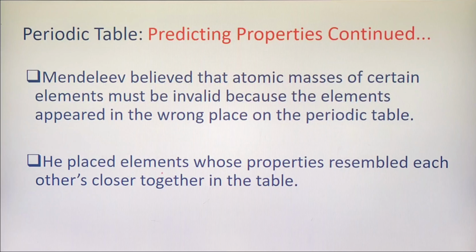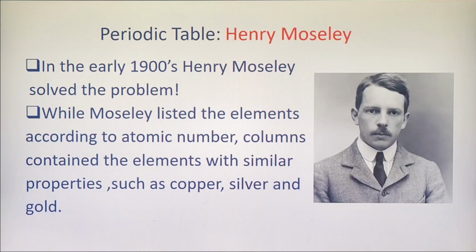Okay, so he believed that atomic masses of certain elements will be the criteria for classifying the elements, and after certain years this concept got changed because of a scientist called as Henry Moseley. So the periodic table, which we call as the modern periodic table, is given by this scientist, which is called as Henry Moseley. Okay, so the modern periodic table is given by the scientist called as Henry Moseley.